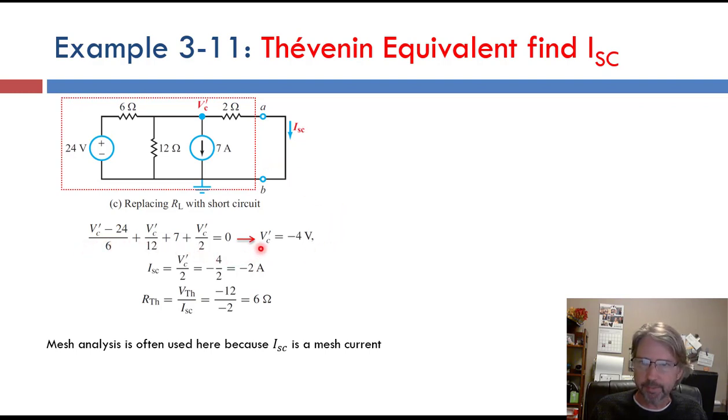They do a node analysis to find this new VC prime because it's a different circuit, so a different voltage here. And then they use Ohm's law to find ISC. Traditionally, you would see something like mesh analysis, because if you did mesh in this mesh, that's the ISC that you're looking for. But here with this current source, it's a little bit more complicated, so they took a shortcut. But either way, use your methods to find the short circuit current.